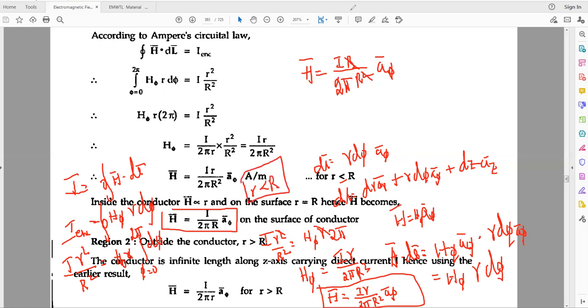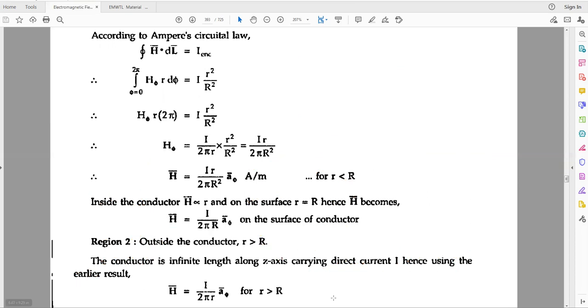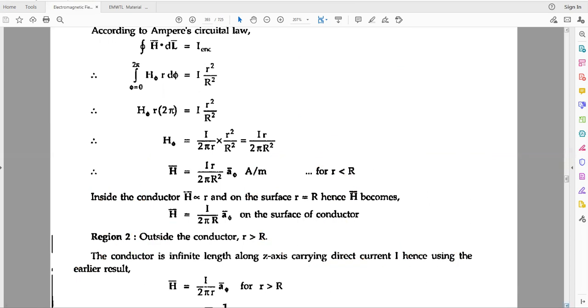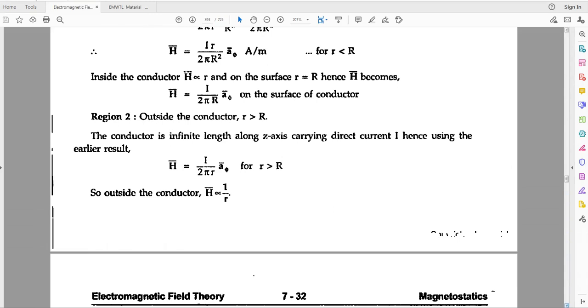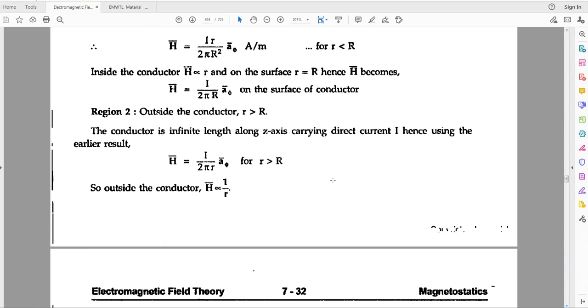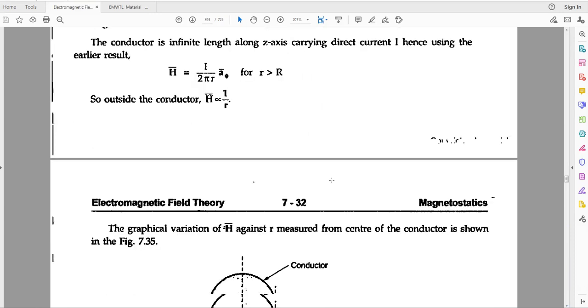Okay. Now outside the conductor, we consider a small r. Now we assume the capital R is inside, a small r with the radius r, and now it is outside. We can consider H bar is equal to I by 2 pi r into A phi bar for r greater than R, the conductor being infinite in length along the Z axis and carrying current. That is, H bar is proportional to 1 by r. See here, H bar is proportional to 1 by r.